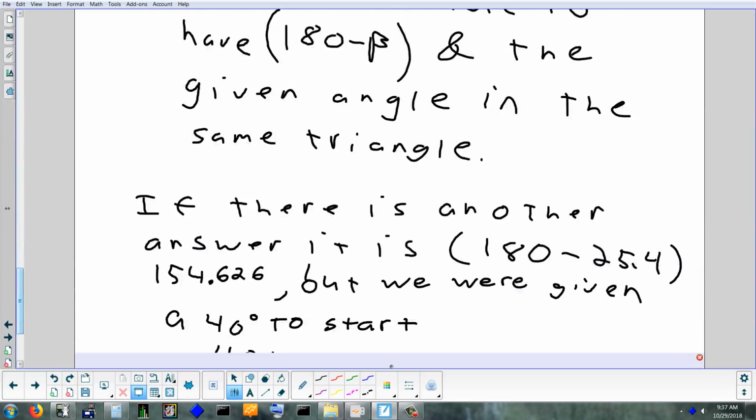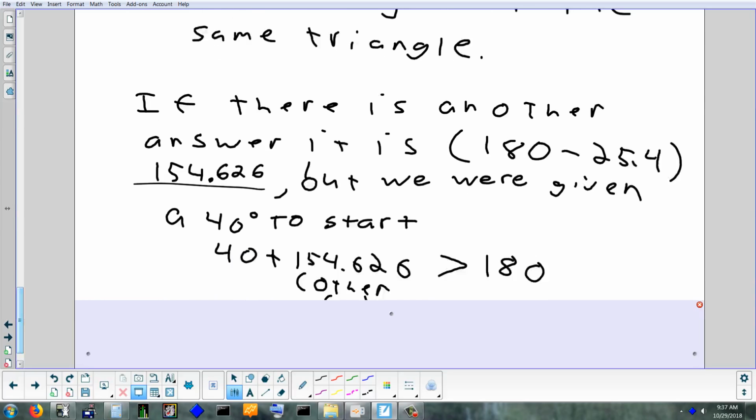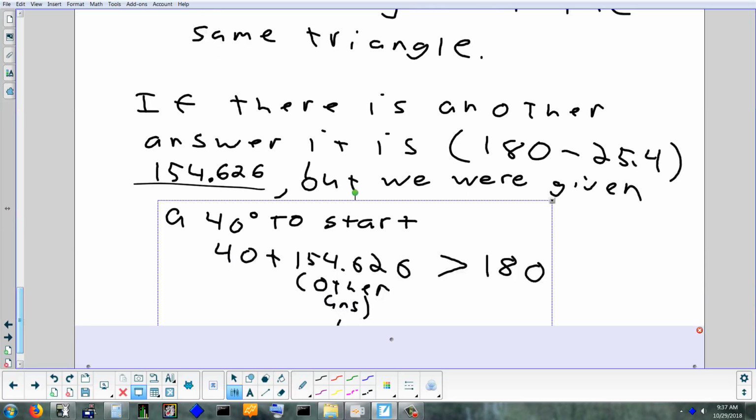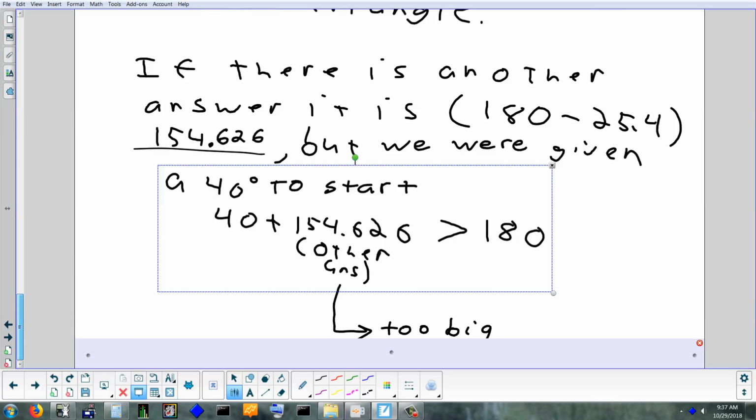And that's what I go through right here. So I did 180 minus the 25.4, and you get 154.626. But we were given a 40-degree angle to start with, and if you add 154 and 40, which is what Joe just said, it's 194. It's too big. The other answer is too big. So, yeah.